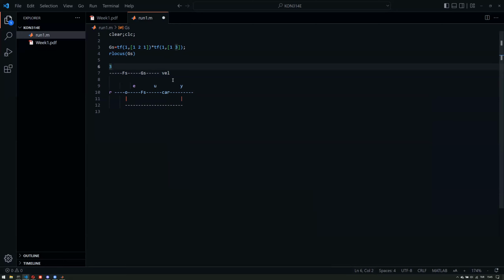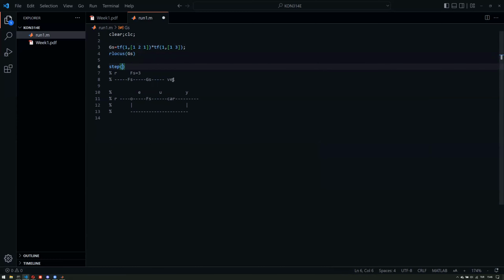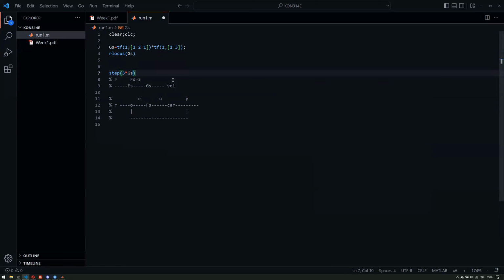Now this works, but it's not the best solution. So the controller would be F(s) equals 3, and then we would have this transfer function, and we would apply a step to it. We can actually do that. Let me show you. So step, G(s) times 3 times G(s). Let's make that a blue color. Let's have G(s) in black, and see what happens.